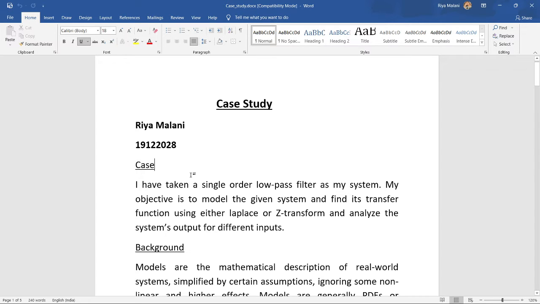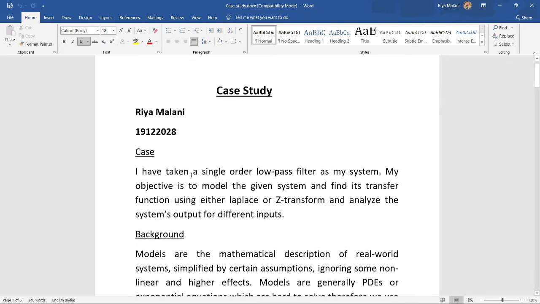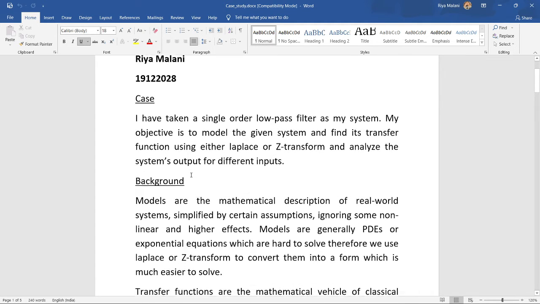I have taken my system for the case study as a single order low pass filter, and I have modeled the system and found its transfer function using Laplace transform and analyzed the system's output for various inputs. So, this is my case.